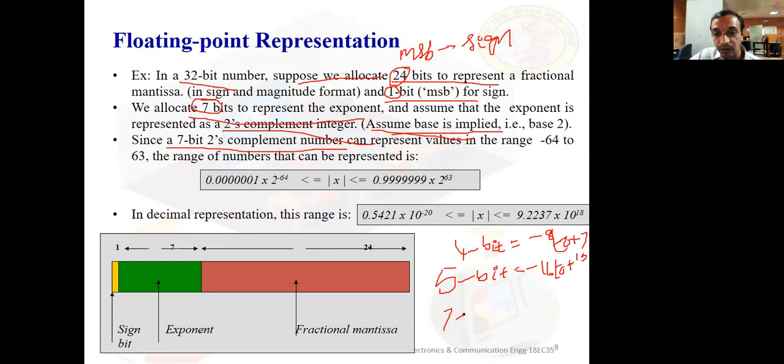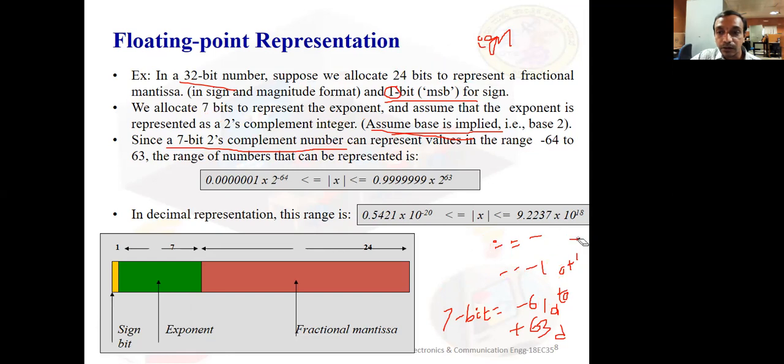Similarly, for 7-bit, the range of numbers which can be represented will be -64 to +63 in decimal. Please look at what I'm writing. So this is what is important for you to understand again, right? So the range of numbers would be like this.